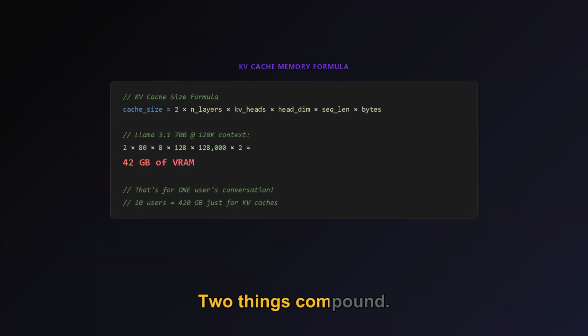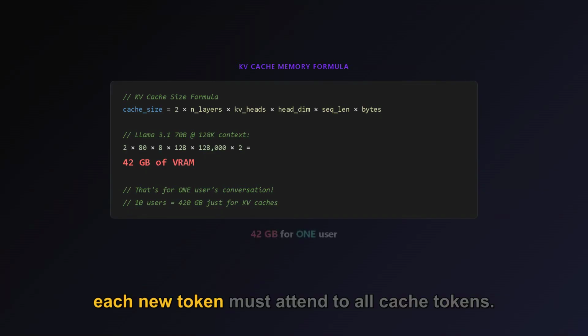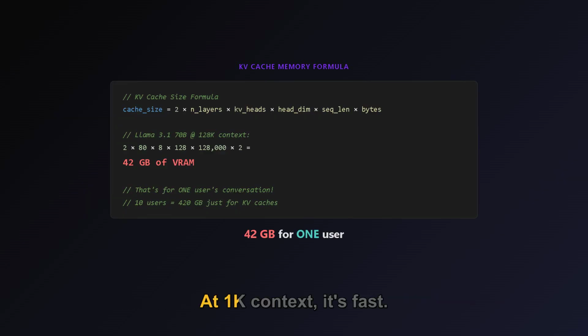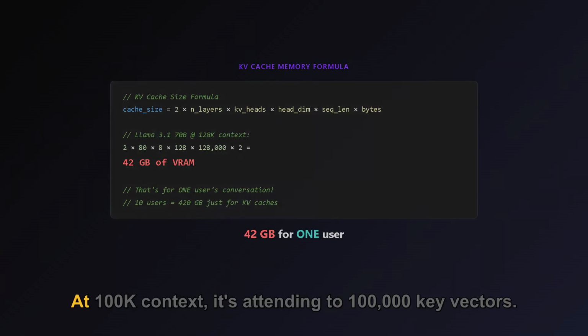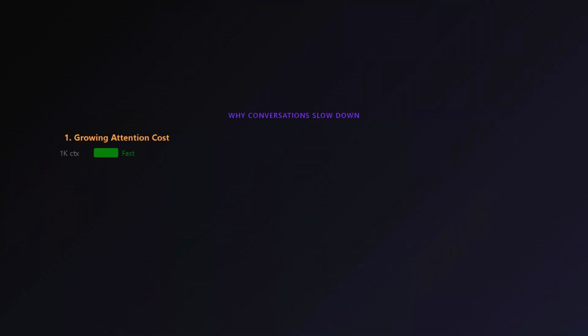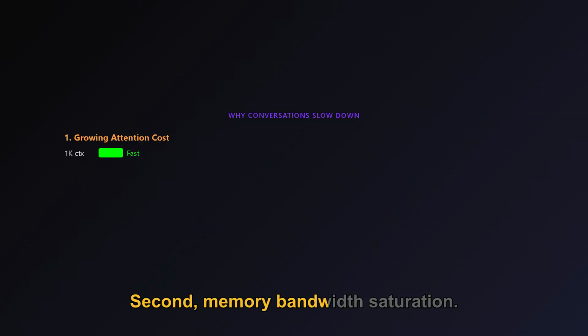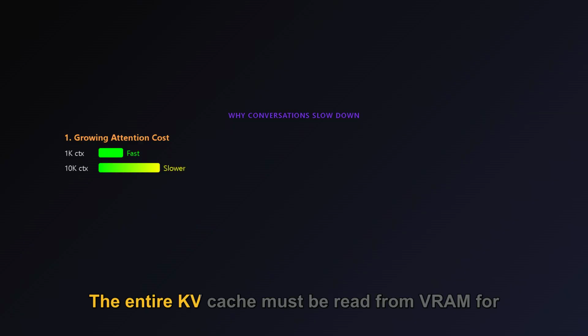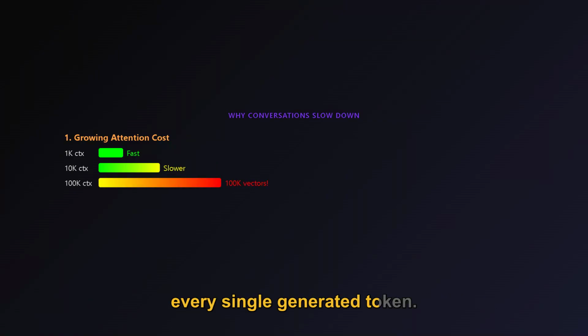2 things compound. First, growing attention cost. Each new token must attend to all cached tokens. At 1K context, it's fast. At 100K context, it's attending to 100,000 key vectors. Second, memory bandwidth saturation. The entire KV cache must be read from VRAM for every single generated token.